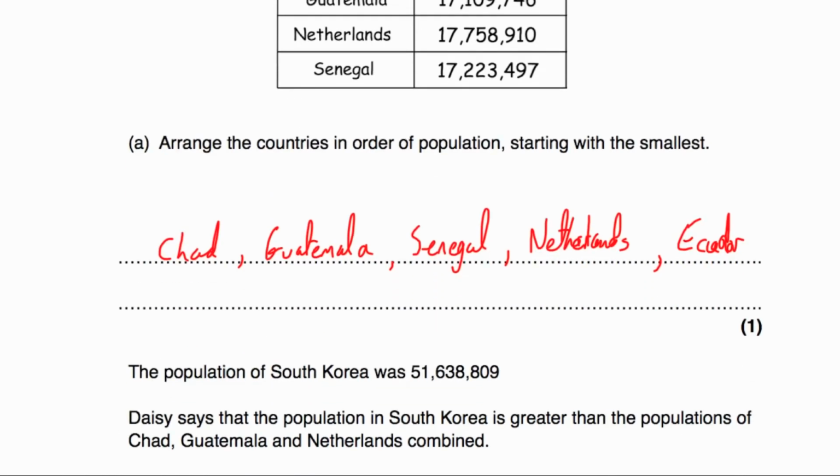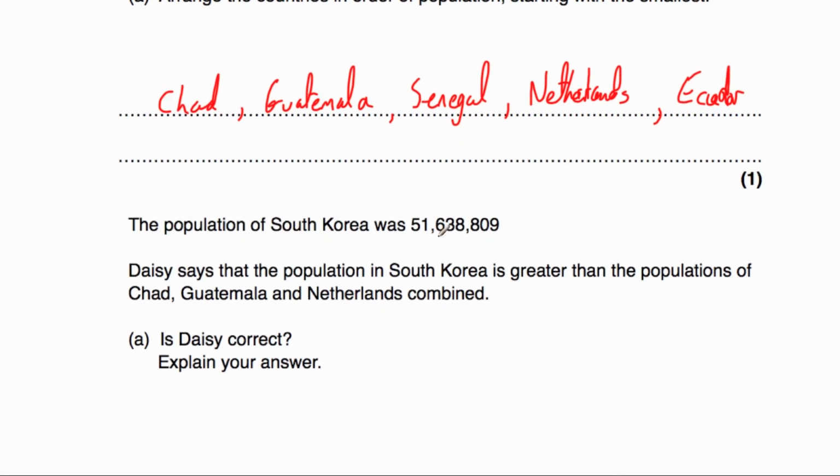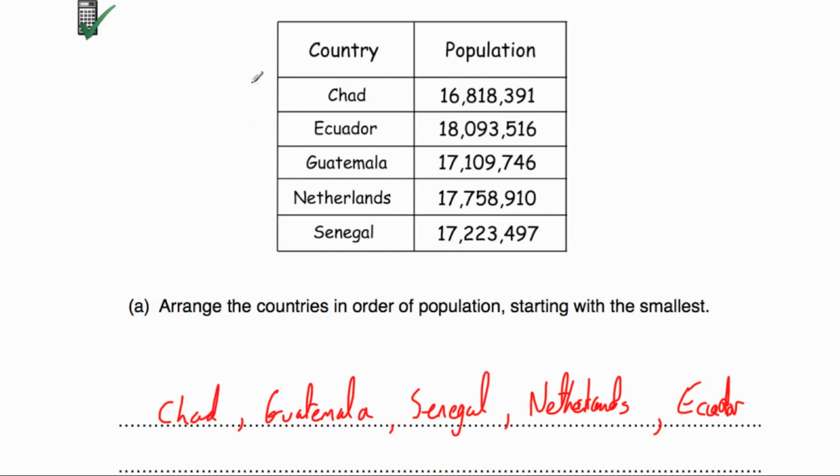Okay, question 17b says, the population of South Korea was 51,638,809. And Daisy says the population of South Korea is greater than the populations of Chad, Guatemala, and Netherlands combined. Is Daisy correct? Explain your answer. So we're going to need to add together the populations of Chad, Guatemala, and the Netherlands. So let's go up to our table.